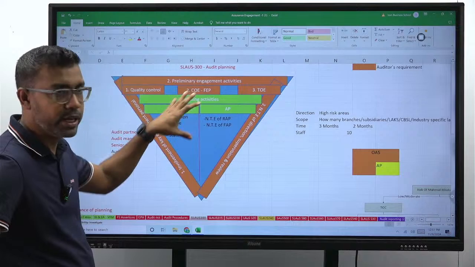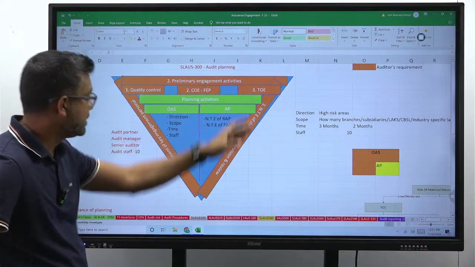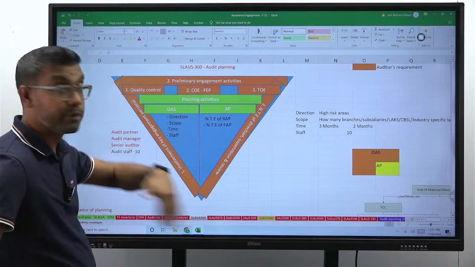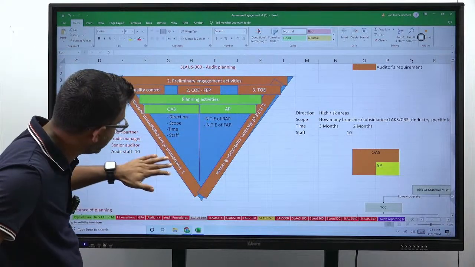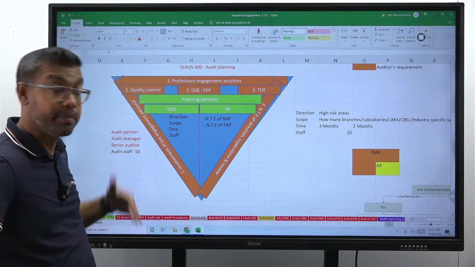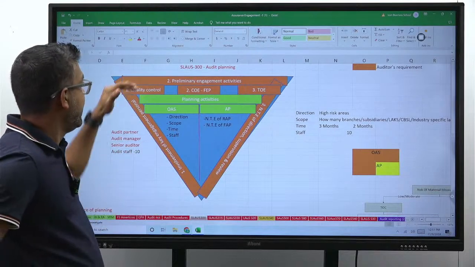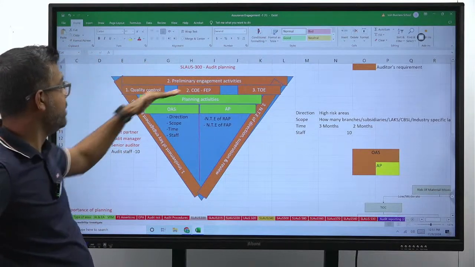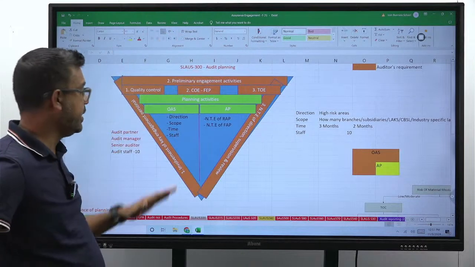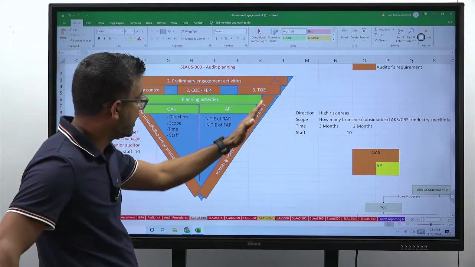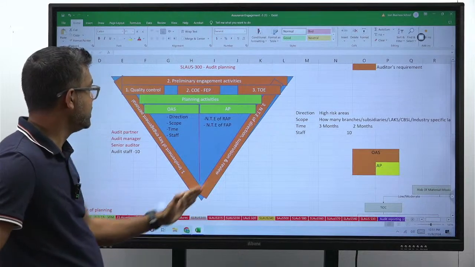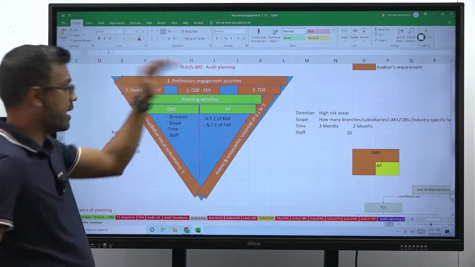I'll go to that core topic first, right? Otherwise, the walls of this triangle explain the auditor's requirements. The auditor has to involve key management personnel for planning, and has to comply with preliminary engagement activities like quality control requirements, code of ethics, and terms of engagement. The auditor should also have a proper nature, time and extent of direction, supervision and review process. These are the walls of this triangle.